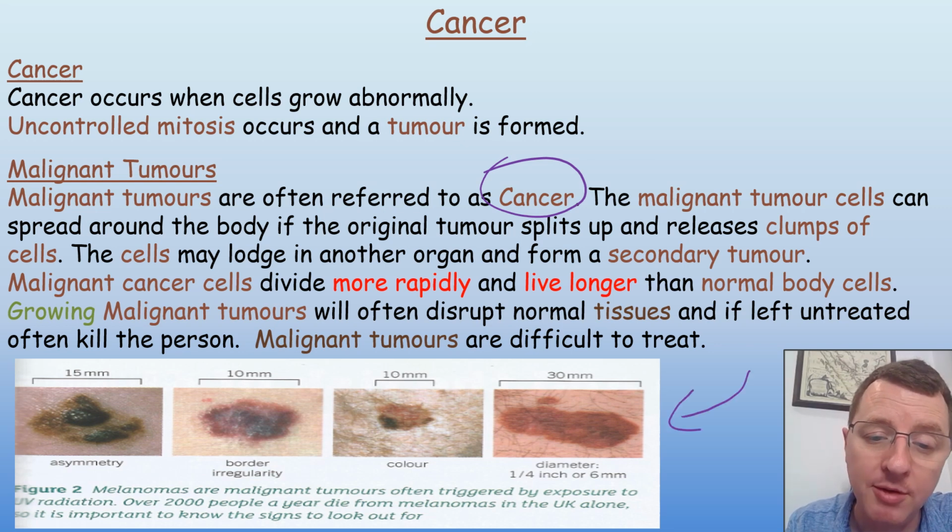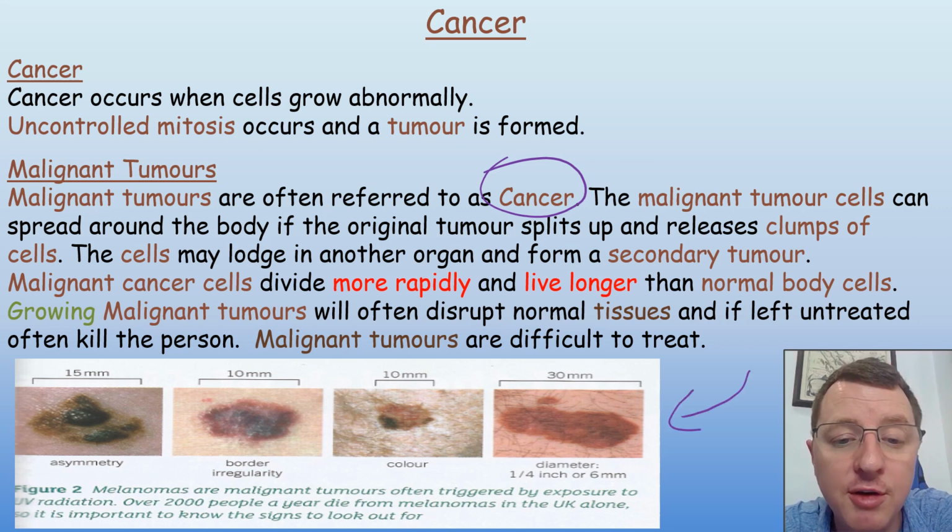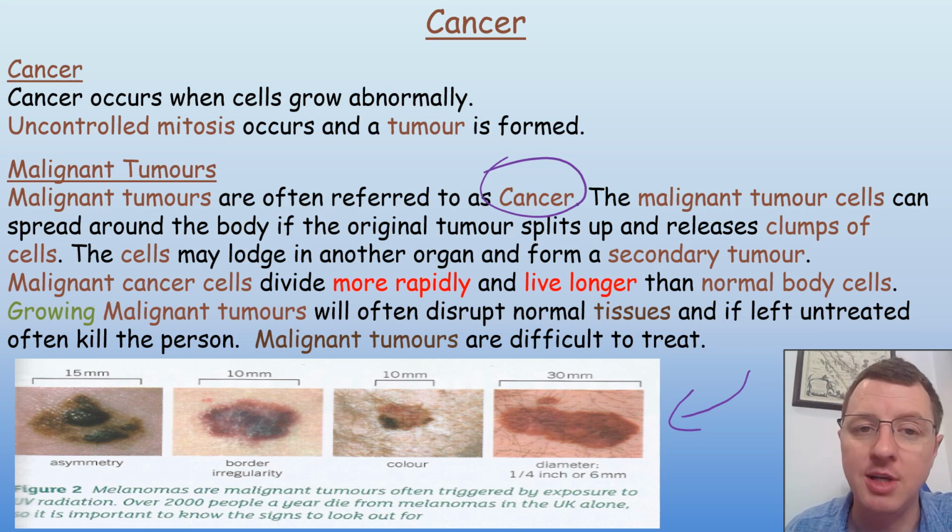Here we have an example of various different moles on a person's skin, each one of which is known as a melanoma, and they are the beginnings of a malignant tumour. So if you ever have an irregular mole, it's something you should always get checked out.